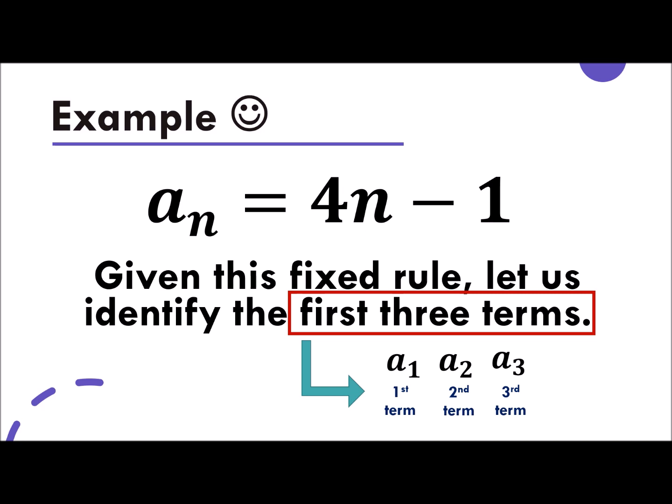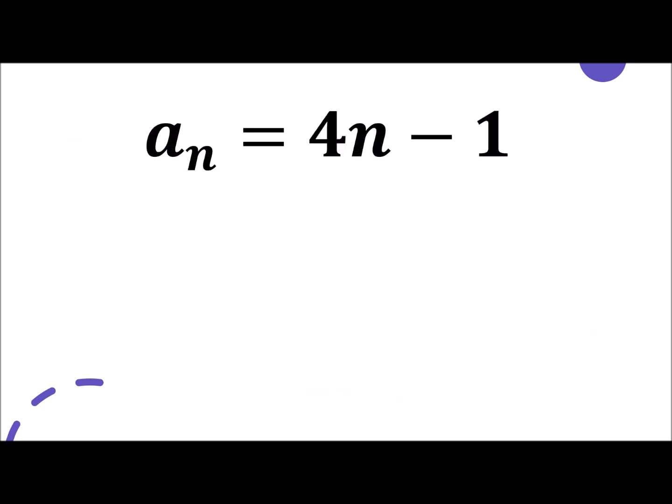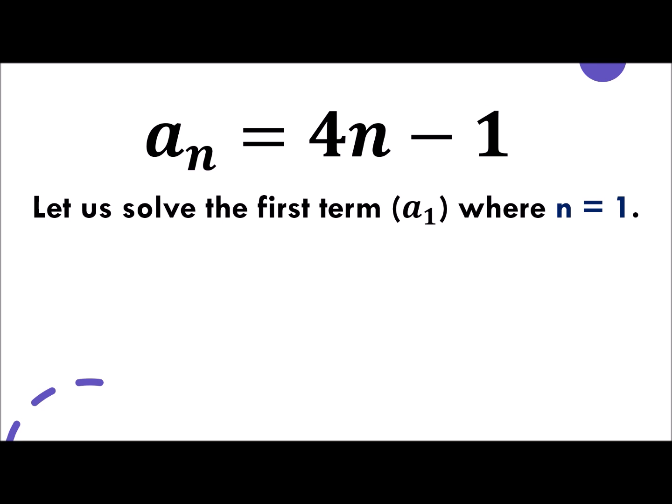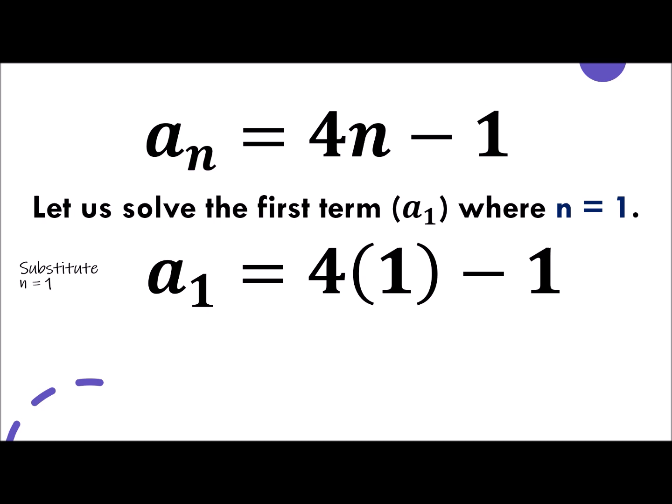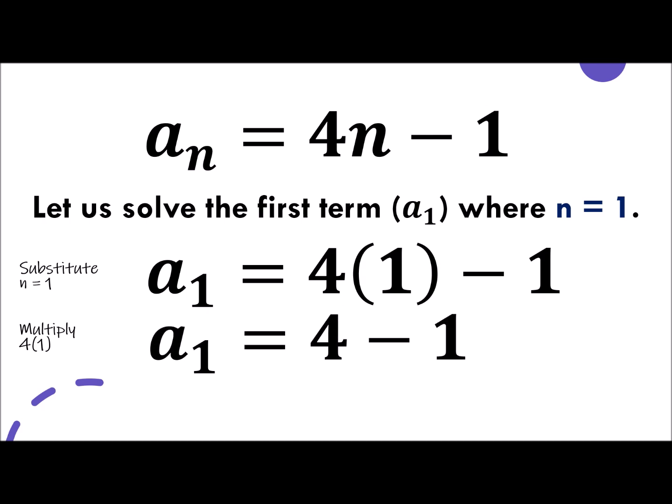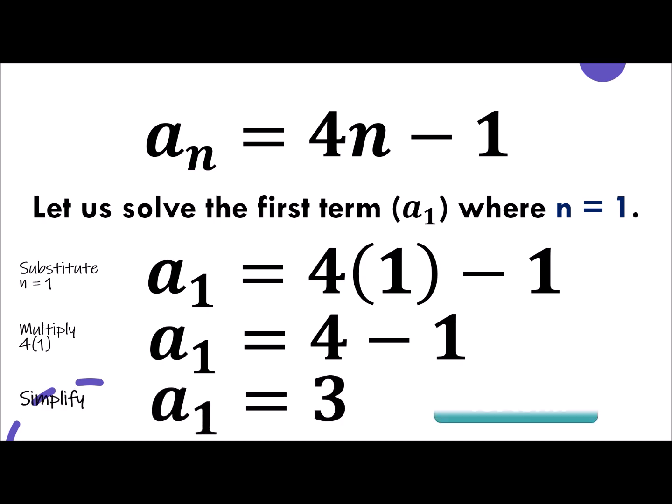Okay, let's proceed. Let's start solving. For the first term, that gives us the value of n, which is 1. So we need to substitute n is equal to 1 on the given rule. That gives us a sub 1 is equal to 4 times 1 minus 1. And then, simplify the things that we can. 4 times 1, that is 4. Then, 4 minus 1, that gives us 3, which is the first term. So take note of that.